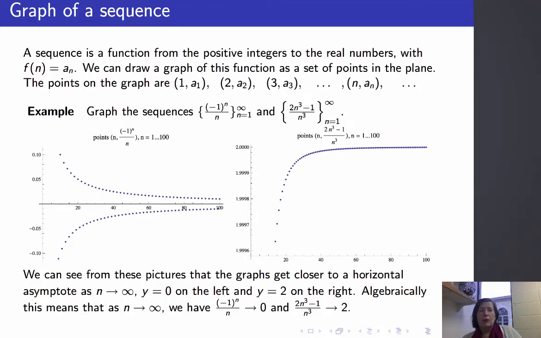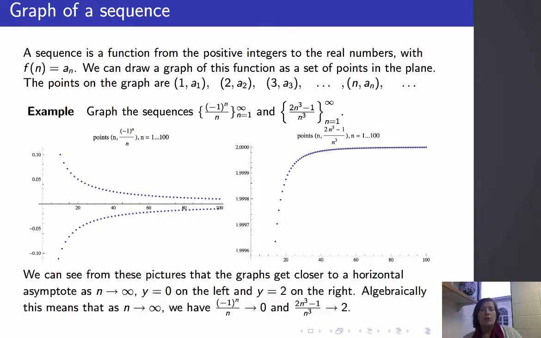We can draw a picture or a graph of a sequence. In the usual way, a sequence is really just a function of the integers n. So f of n is a_n, which, as we saw, often has a formula. It might be 2 to the n over n factorial. And we can draw a graph of this function. Instead of being a continuous graph, it's a graph of discrete dots.